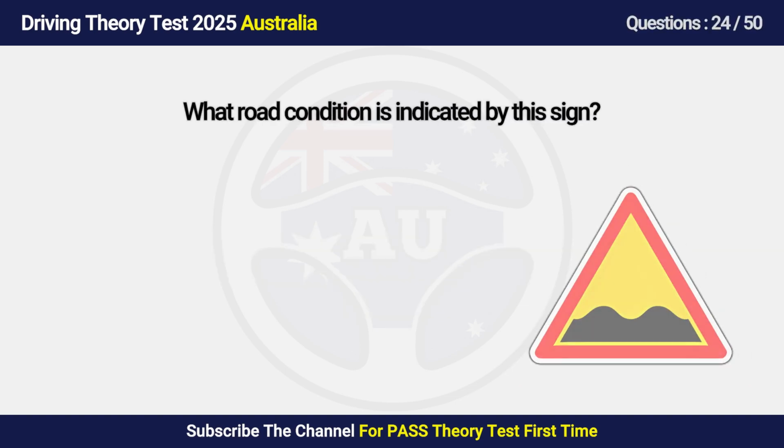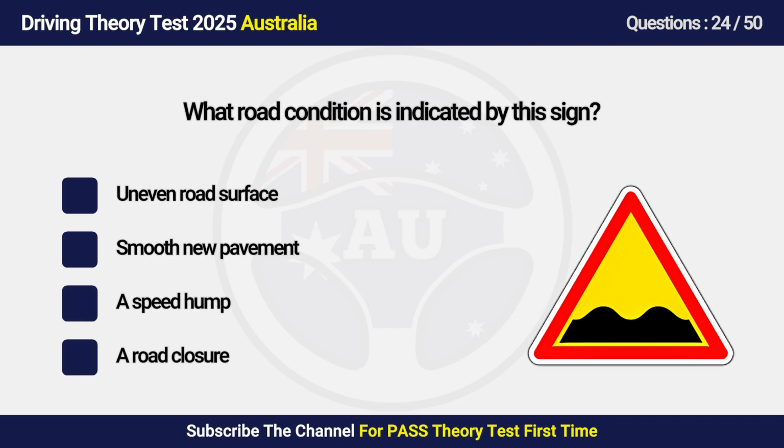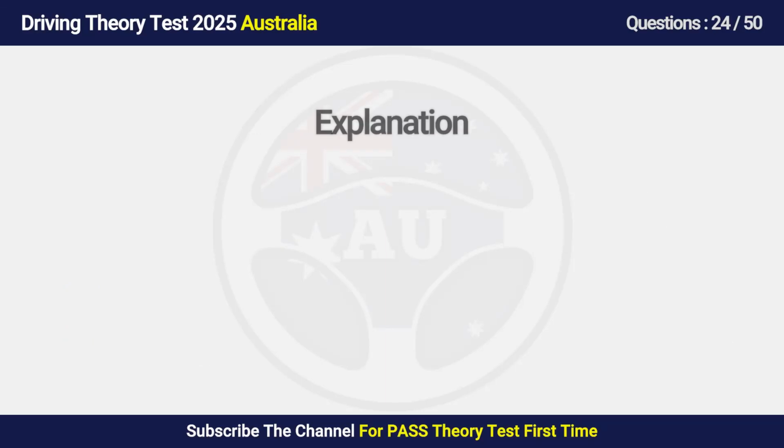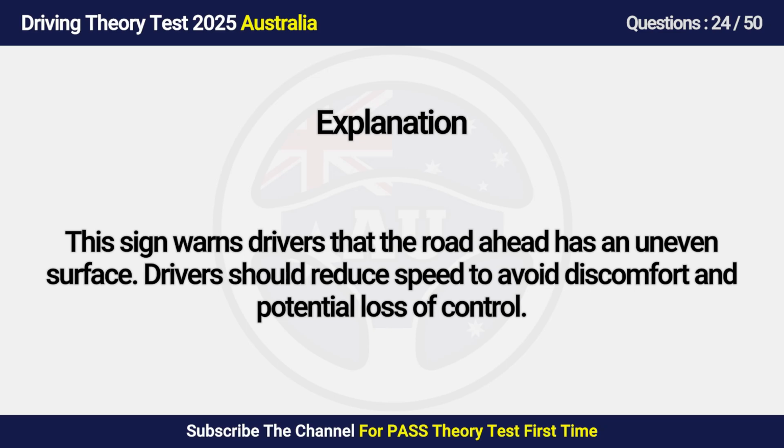Question 24. What road condition is indicated by this sign? A. Uneven road surface. B. Smooth new pavement. C. A speed hump. D. A road closure. Answer is A. Uneven road surface. This sign warns drivers that the road ahead has an uneven surface. Drivers should reduce speed to avoid discomfort and potential loss of control.